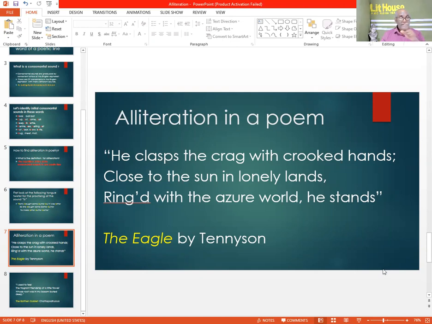This stanza comes from Alfred Lord Tennyson's lyrical poem, The Eagle. Now read the first line again loudly. He clasped the crag with crooked hands. He clasped the crag with crooked hands.